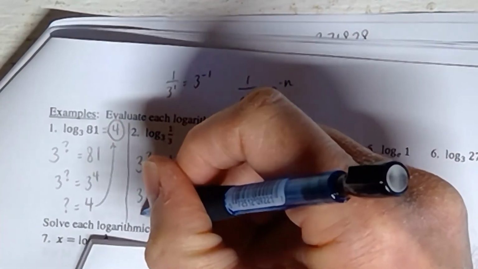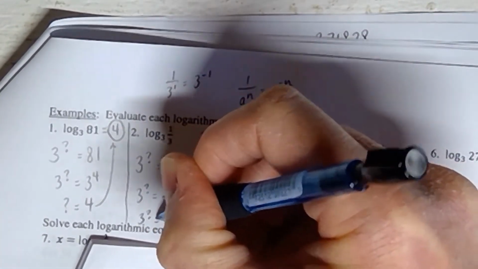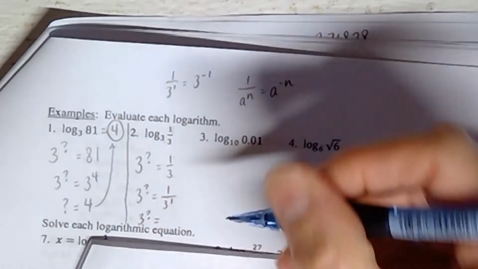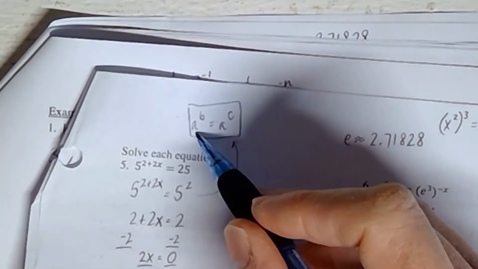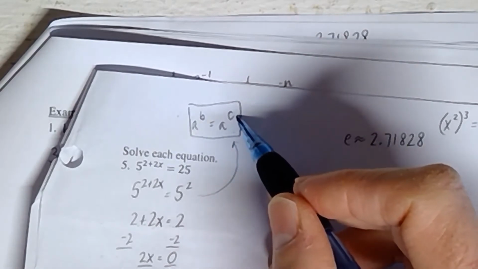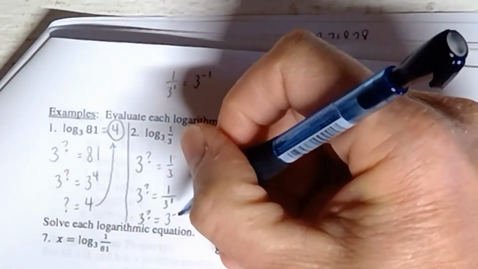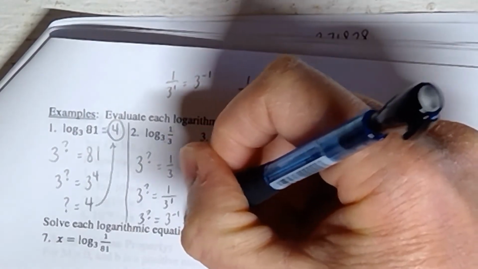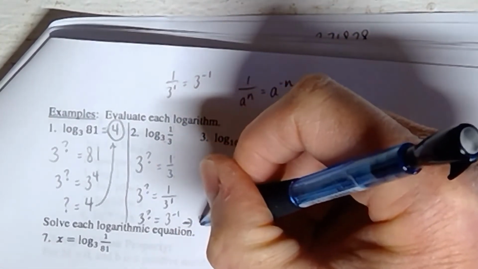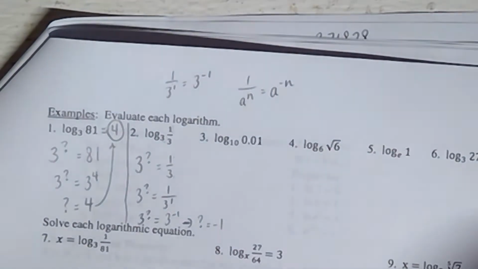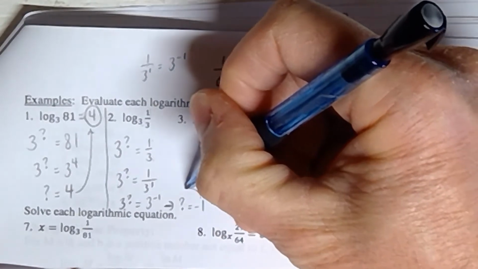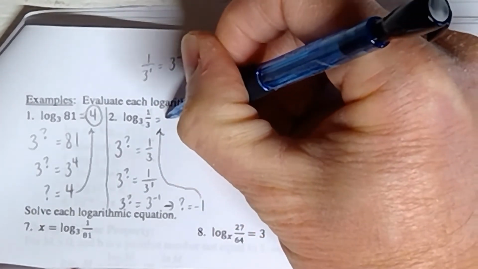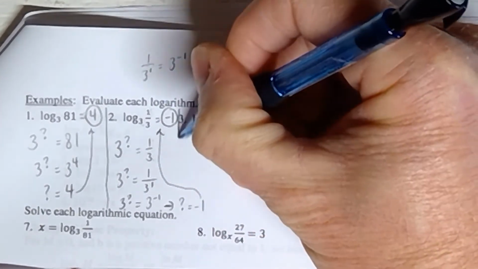So that means that we have 3 to the unknown power right there, just bringing that down, is equal to 3 to the -1. Now that it looks like that, 3 to the question mark is equal to 3 to the -1, we now know that the question mark is equal to -1, because we can cancel out the 3's when it's written like that. And so our final answer there is -1.